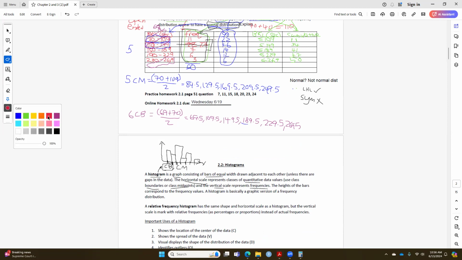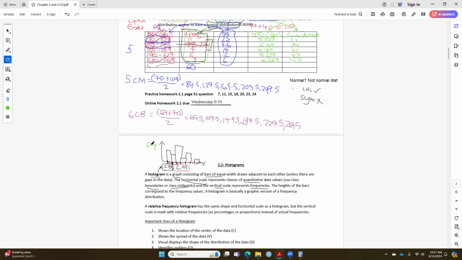But if you want to put it in the middle, like the red one that you see here, right in the middle of the bar, then we will use the class midpoint, which is 89.5 for this example. And that is your horizontal scale. But for your vertical scale, we will use frequency.